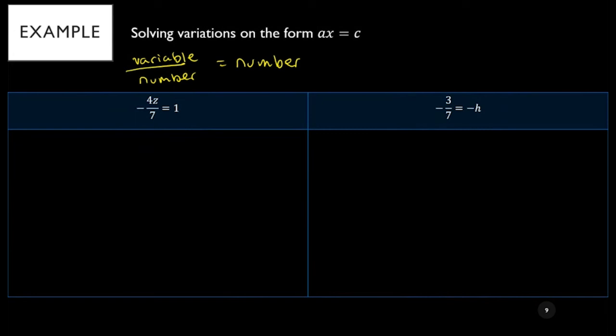So on the left, I've got negative 4z over 7 equals 1. So if you see the variable on top of a fraction and it's worked with numbers, this is the same thing as if this was negative 4 over 7 and then the z is separate from it equals 1. Those are the same thing.